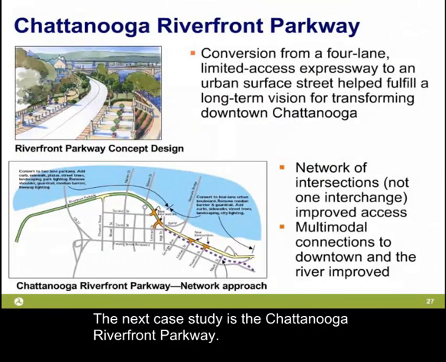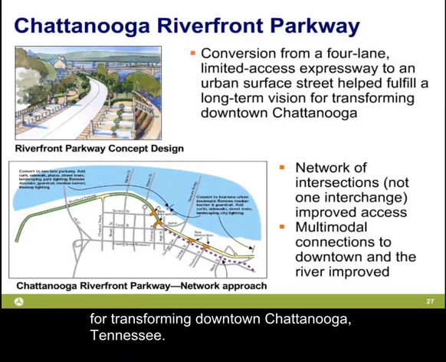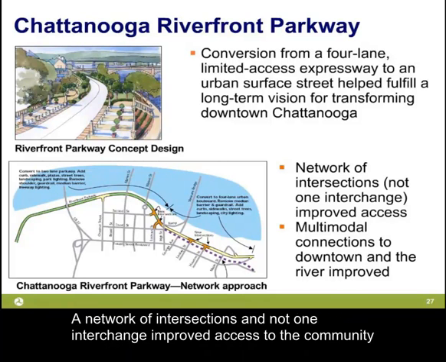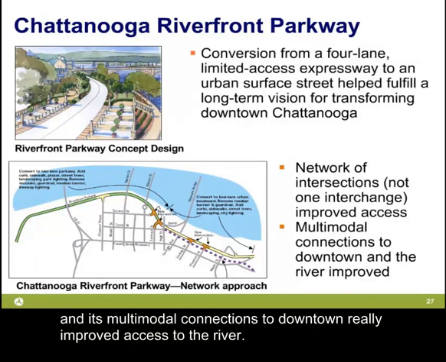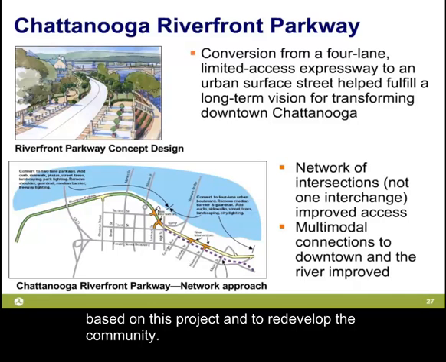The next case study is the Chattanooga Riverfront Parkway. This project was a conversion from a 4-lane limited access expressway to an urban surface street, which helped fulfill a long-term vision for transforming downtown Chattanooga, Tennessee. A network of intersections and not one interchange improved access to the community, and these multimodal connections to downtown really improved access to the river. The City of Chattanooga and River City Partners, a not-for-profit organization, commissioned a consultant team to develop a whole slew of plans based on this project and to redevelop the community.